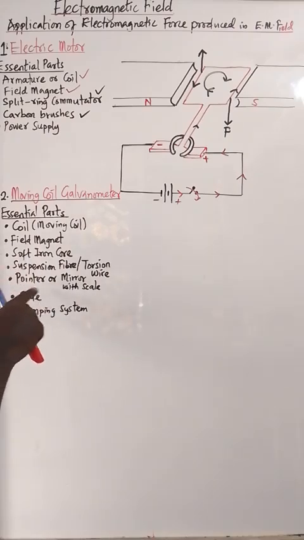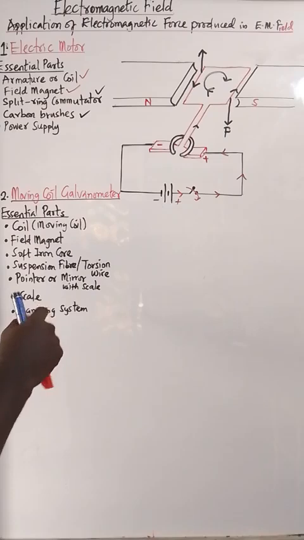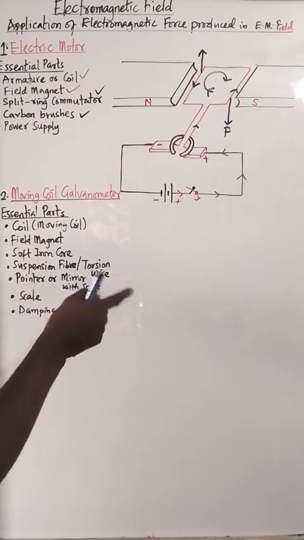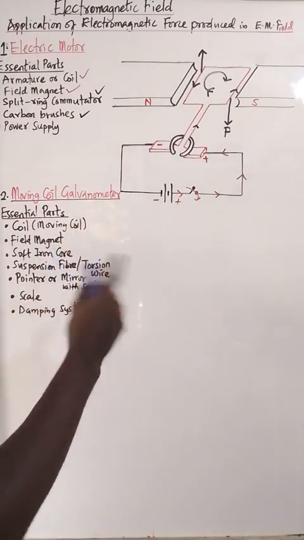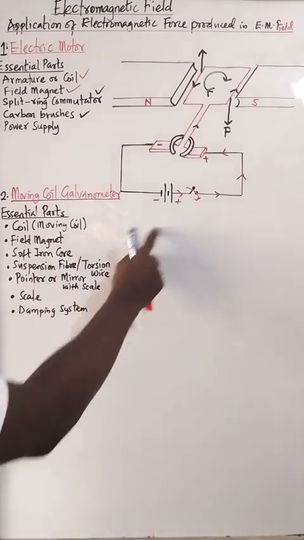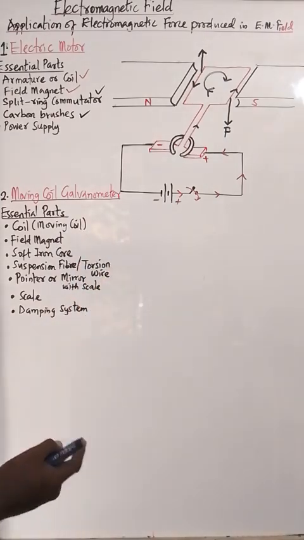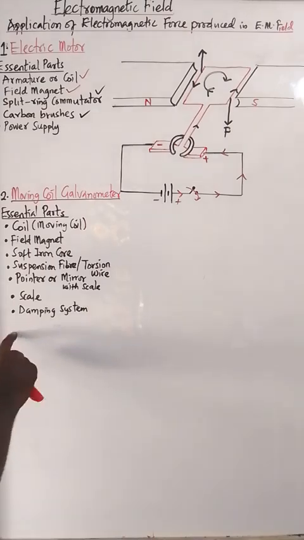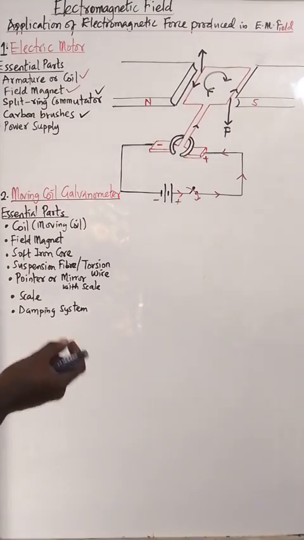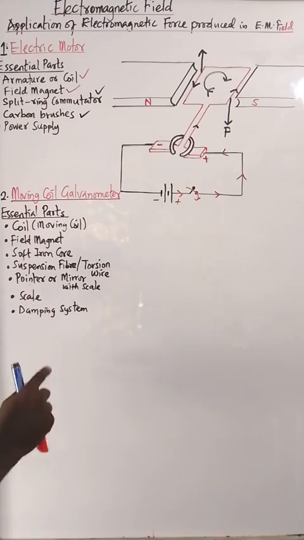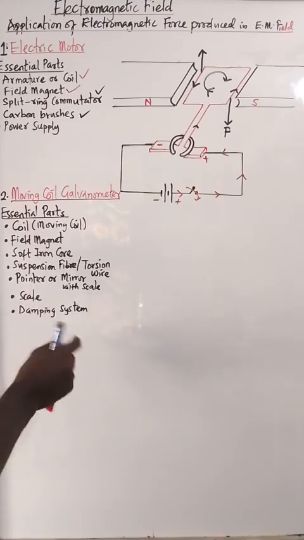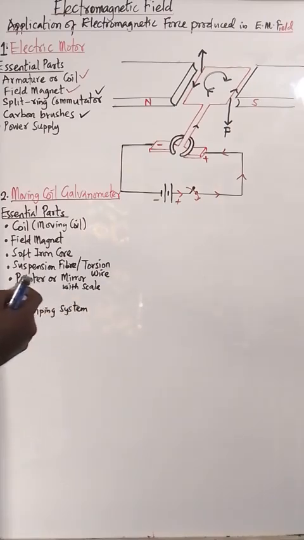Then this pointer or mirror scale is attached to the coil and it shows deflection on a calibrated scale. Meaning the more current that flows in, the more it is going to deflect. So then we have the scale itself, that we calibrate. Then lastly, the damping system. This damping system is usually to prevent what we call eddy current loss. I mentioned it here, I'll also explain it later. So we call it eddy current damping. It helps the pointer stop quickly without oscillating. So these are the functions of the essential parts.